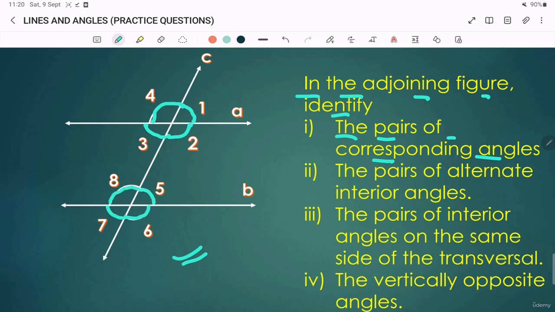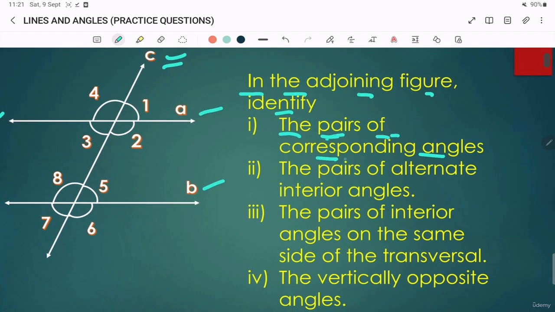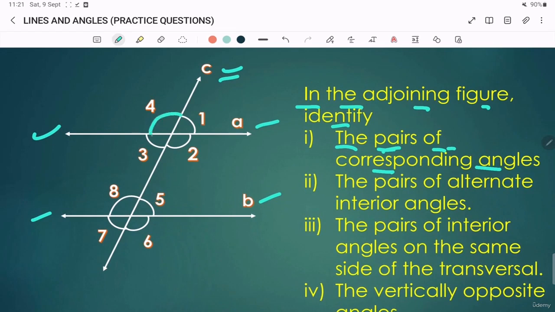angle 7, angle 8. So in this figure, we have two parallel lines, line A and B, and transversal C. And total we have 8 angles. First, we need to find out the pairs of corresponding angles. Angle 4 and angle 8 is one pair.